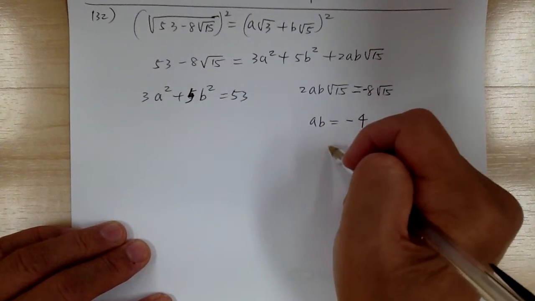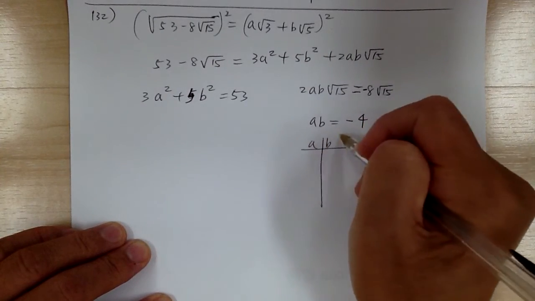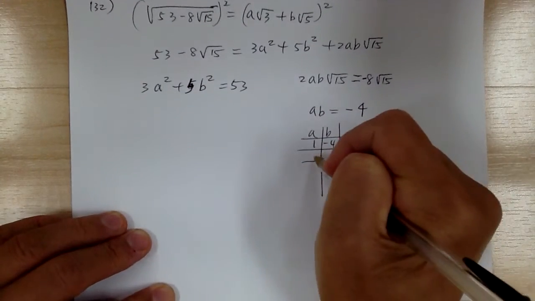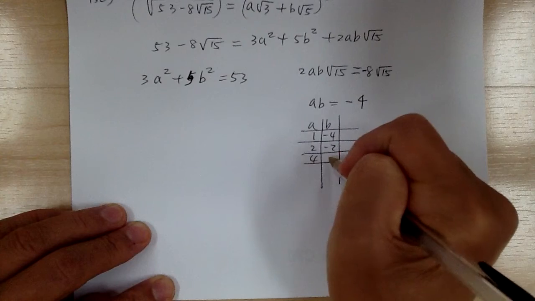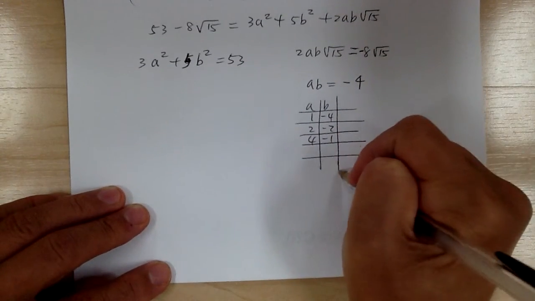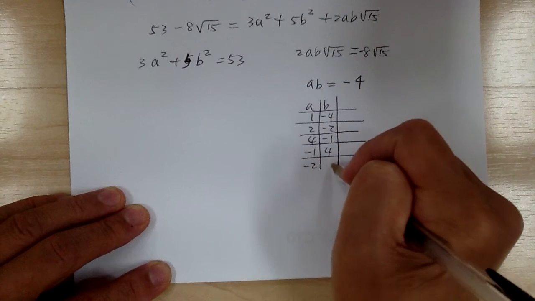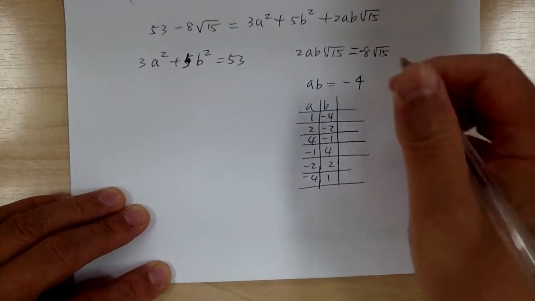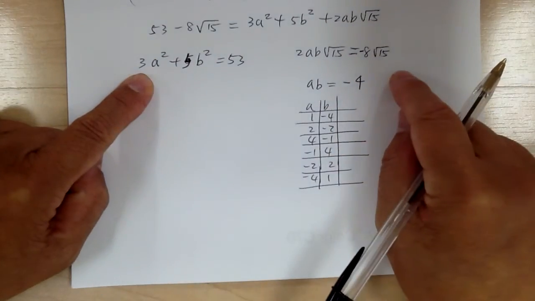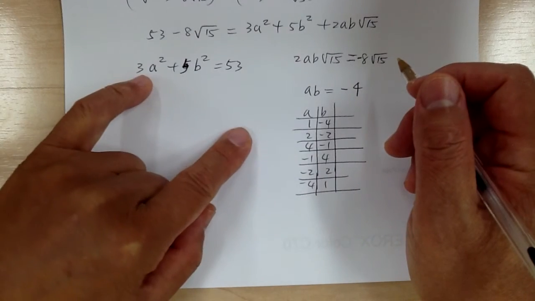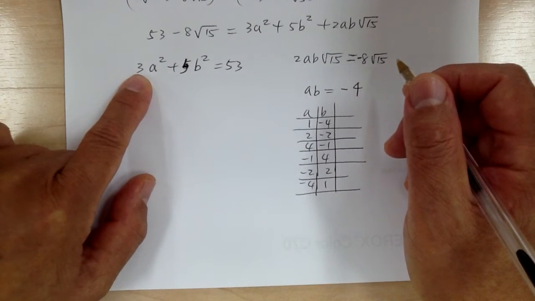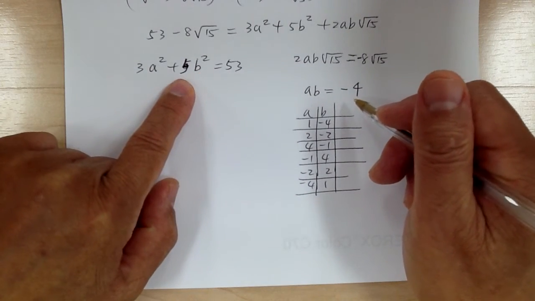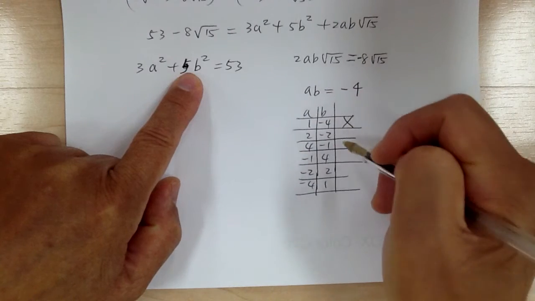Now let's try different possibilities. Make a table, a and b. To get negative 4, you can have 1, negative 4; 2, negative 2; and 4, negative 1. And then you can do the reversal: negative 1, 4; negative 2, 2; negative 4, 1. Now you have to check each one. Put this in here and see if it works. 1 squared times 3 is 3, plus 16 times 5 gives you 80. So this is too high, so it's no good.